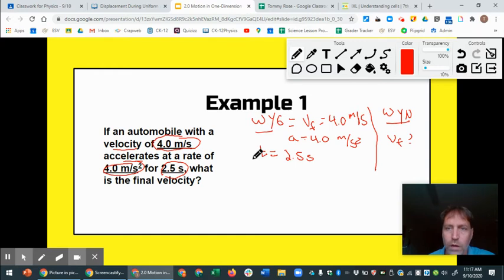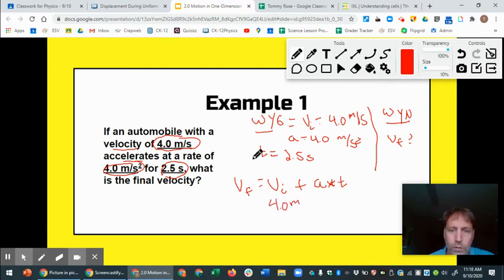So this is not initial velocity. This is an initial velocity. Let me correct that little mistake I made there. Okay. Equals, and that's initial velocity. So our formula is Vf equals Vi plus acceleration times time. So we'll just fill in what we know.